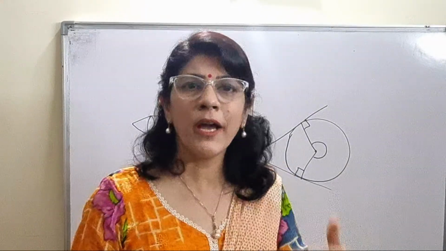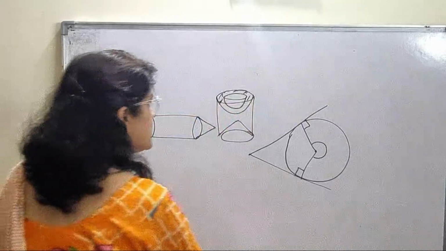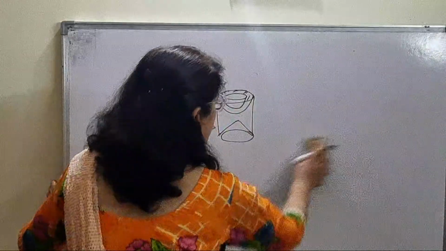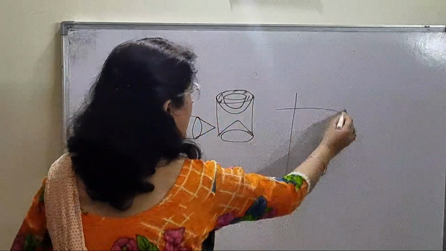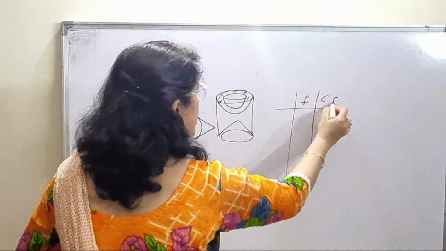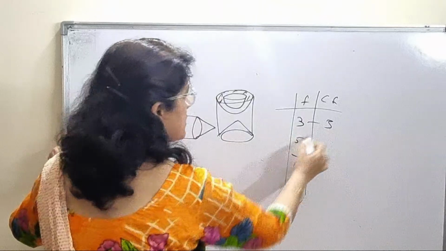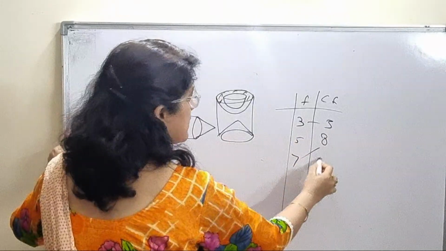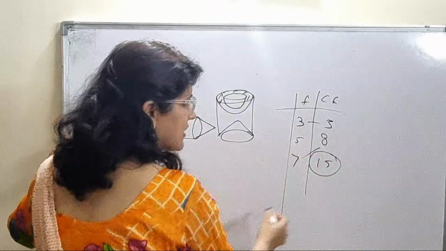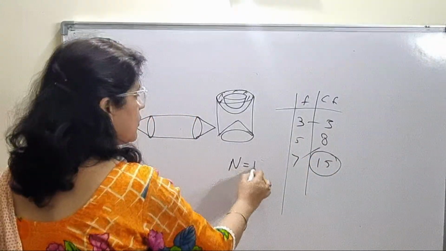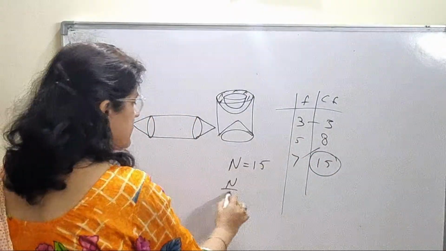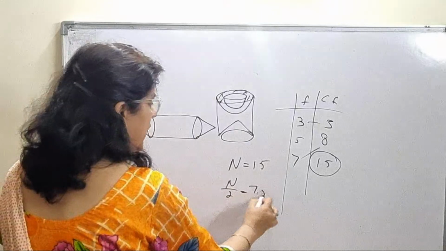So for the ogive, n by 2. Like cumulative frequency, you take the last value of the cumulative frequency. Like this is f and this is cumulative frequency. If this is 3, this is 5, this is 7, then 3 remains 3, this becomes 8, and 8 and 7 is 15. So if this is the last value, then this is n. So n is equal to 15, and n by 2 is our median, so 7.5 is our median.